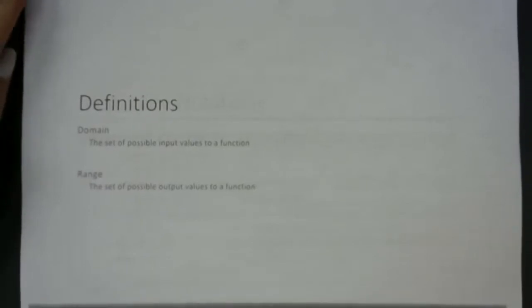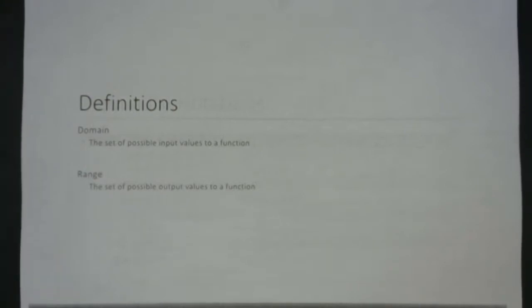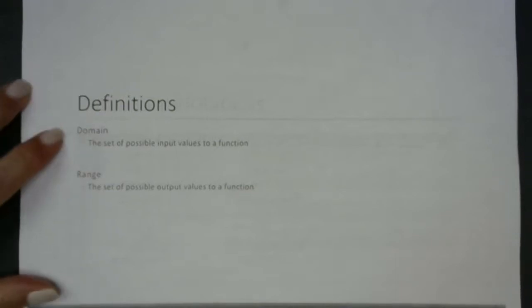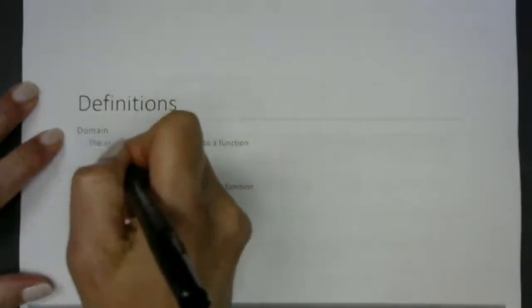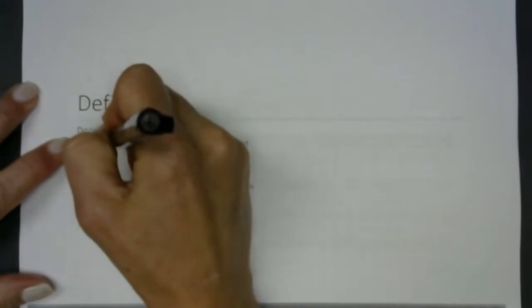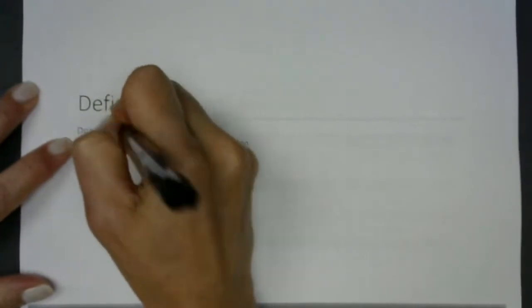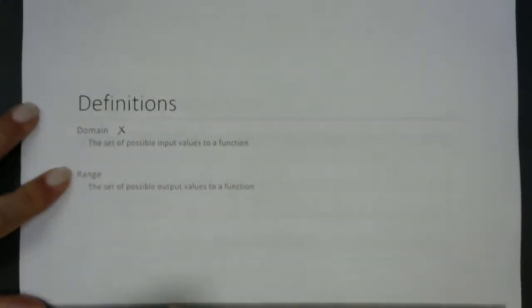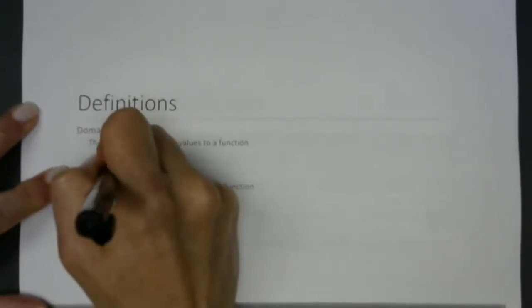The domain of any function is the set of all input values to a function, and the range of any function is the set of all output values of a function, right? Usually the domain of the function is referring to x values. And usually the range, or the output of the function, is y values.